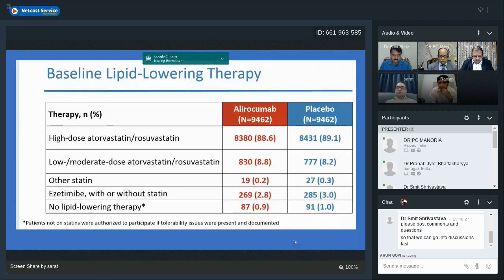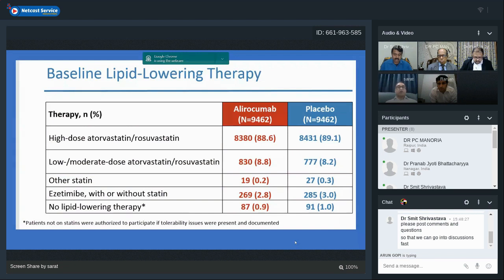High-dose atorvastatin or rosuvastatin was present in 88% of the patients, nearly similar in both these groups. Ezetimibe was on board in only about 2 to 3% of patients. Relatively low to moderate dose statin was there in about 8%. So this is to say that a large majority of the patients in this trial also received high-dose, high-intensity statin therapy with atorvastatin or rosuvastatin.